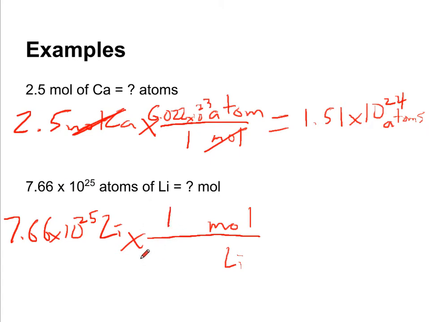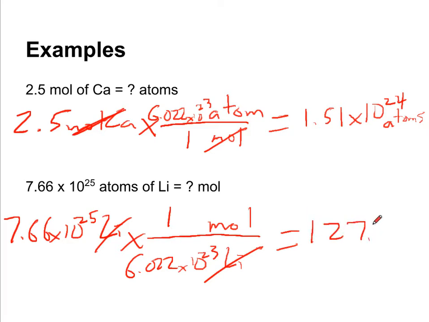1 mole is 6.022 times 10 to the 23rd. It's going to cancel out my lithium atoms. So I'm going to be dividing this time. We're going to multiply across the top and then divide as our last step. So 7.66 times 10 to the 25th times 1 divided by Avogadro's number should give us 127.2 moles of lithium.